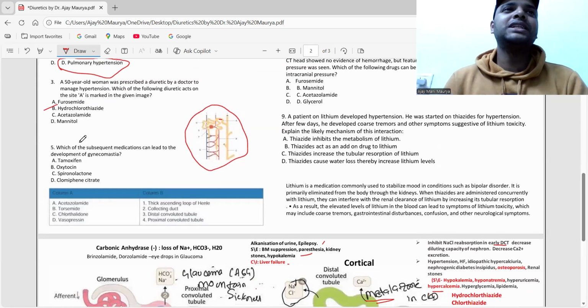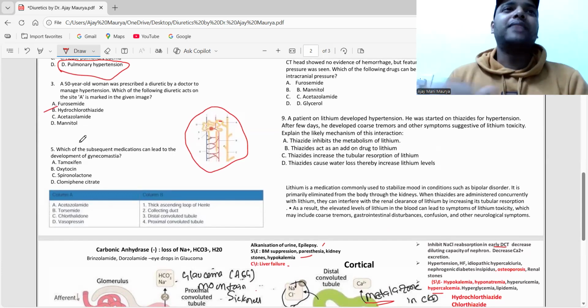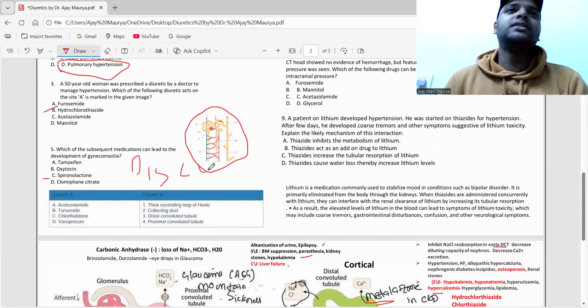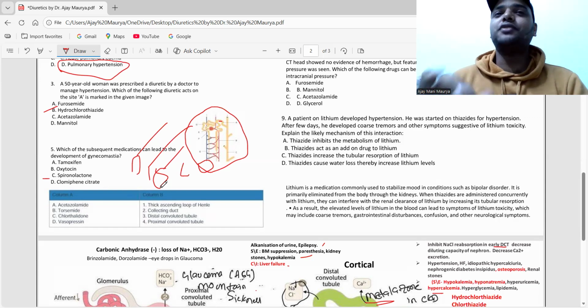Next one. Which of the following medications can lead to the development of gynecomastia? I told you already. What is the mnemonic? The mnemonic is DISCO. What is the disco dancer? D for what? I for what? S for spironolactone. Tell me the other ones. I will wait for you. This is your homework.